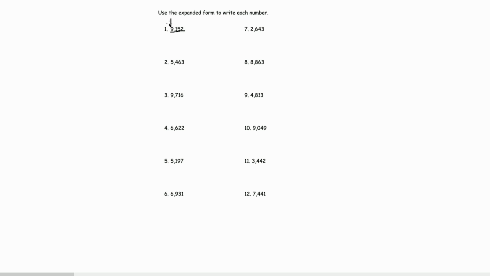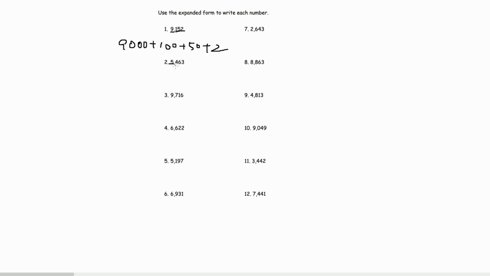9152. This one here is the thousands place, and this one here is the hundreds place, and the 5 here is the tens, and then the 2 here is the ones. So how we would write it is we have 9000. We also have 100 in the hundreds value. We also have 5 in the tens value, and we also have 2. So that's how we would write each number in the expanded form.